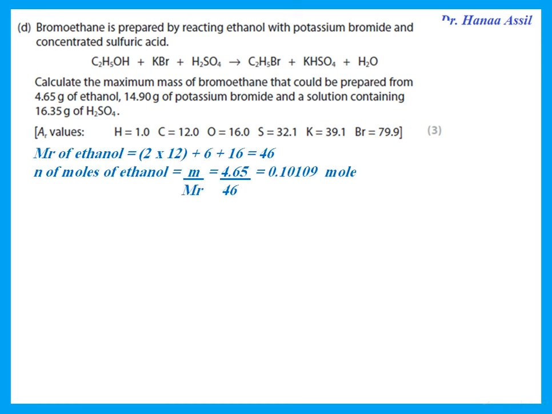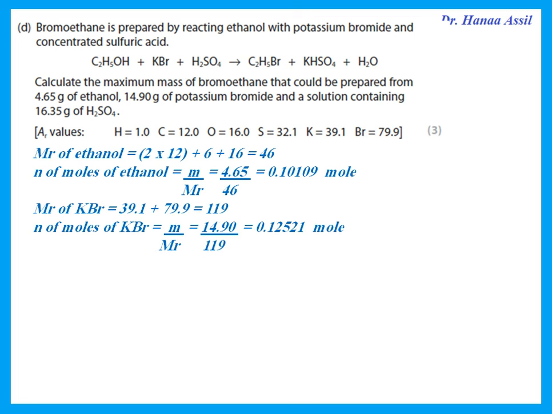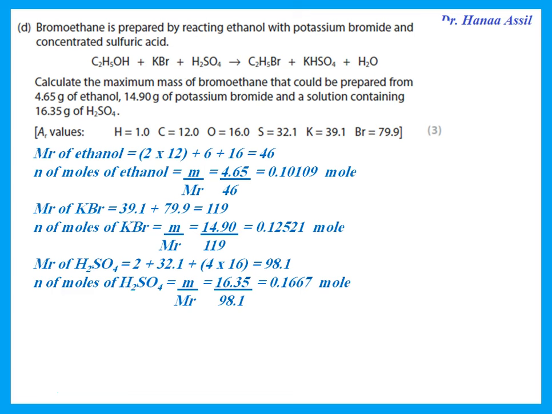So I have the molecular mass of ethanol, the number of moles would be that mass over the molecular mass. The molecular mass of KBr, number of moles of KBr will be the mass over that molecular mass. The number of moles of sulfuric acid is also the mass over the molecular mass. Now, compare all the number of moles. Number of moles of ethanol is 0.10109. Number of moles of KBr is 0.125 something. Number of moles of sulfuric is 0.166 something.